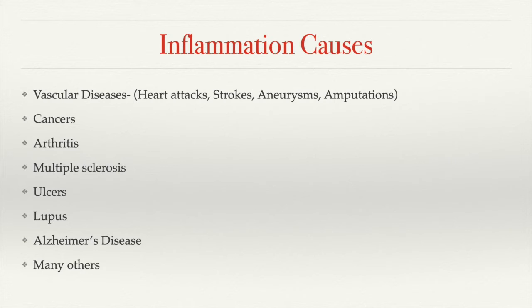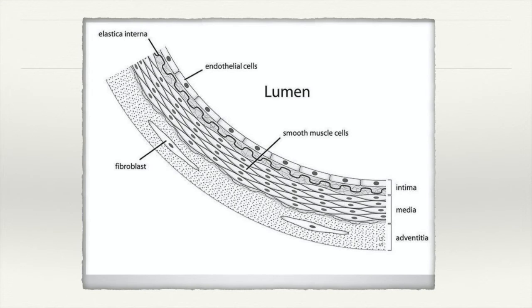Inflammatory causes: inflammation causes vascular disease such as heart attacks, strokes, aneurysm, or amputation. It also causes cancer, arthritis, multiple sclerosis, ulcers, lupus, Alzheimer's disease, and many other diseases. Endothelial cells are essential for maintaining vascular health, and they need to be healthy.